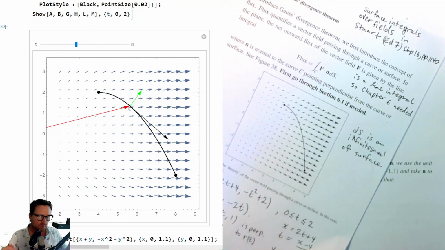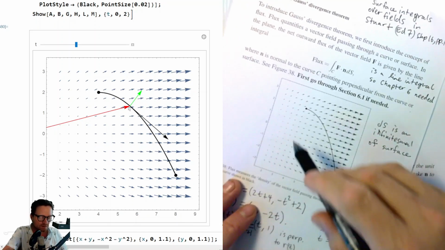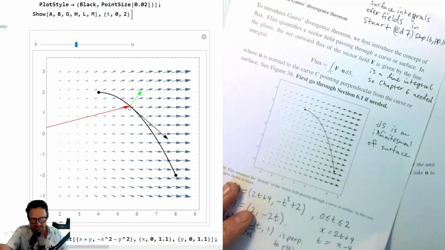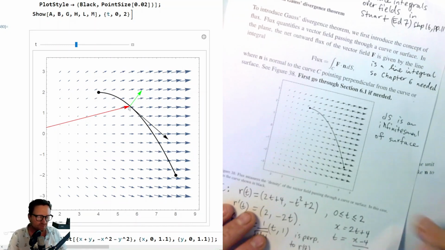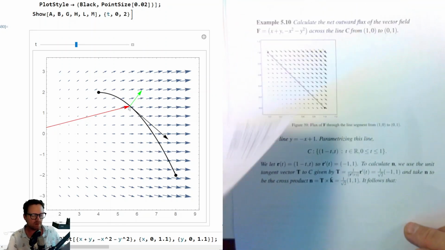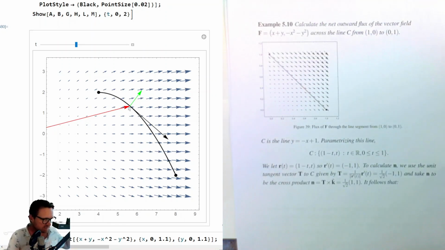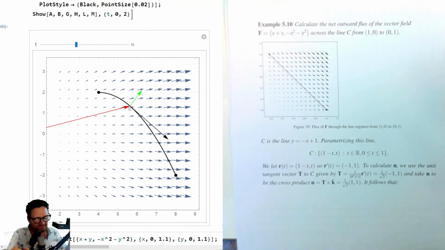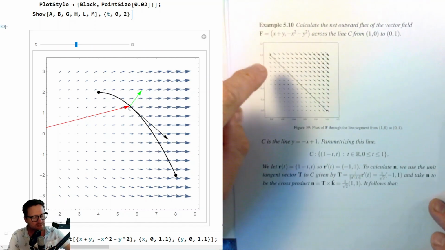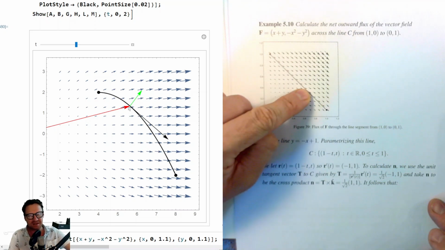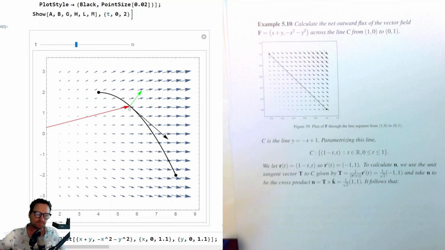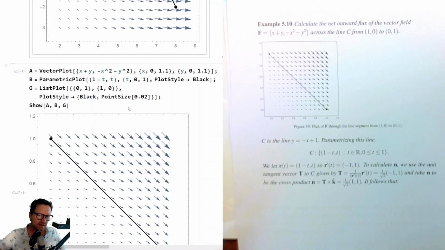Okay, so the question is how much flux, or a quantification of the number of arrows, or the strength of the arrows going through that, for example, all right? And so similarly here, you would expect in this case that might be fairly small, right? Because near this edge, the arrows seem to be almost parallel. Okay, so let's have a look at this.